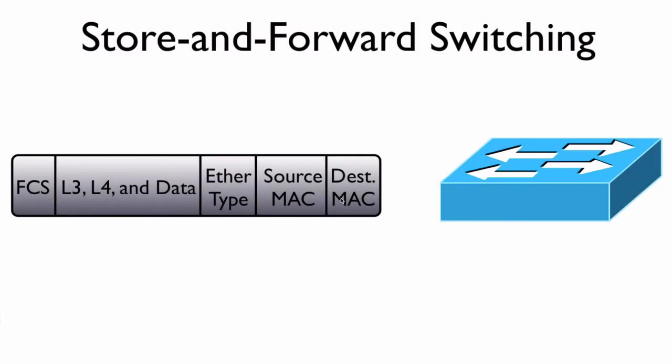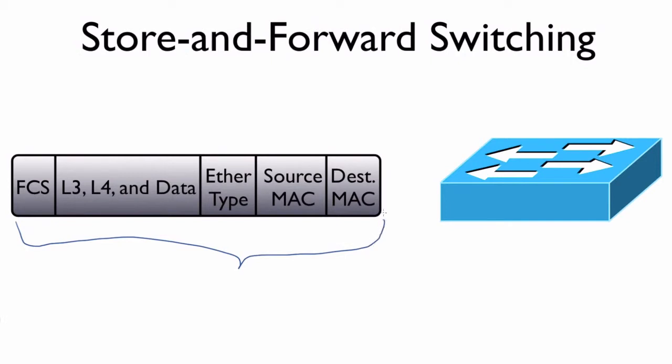With store and forward switching, a switch wants to make sure that a frame is valid, that it's not corrupt, before it starts to forward it out. After all, that would just waste bandwidth if we're forwarding corrupted frames. So what the switch does, it waits until it receives the entire frame.